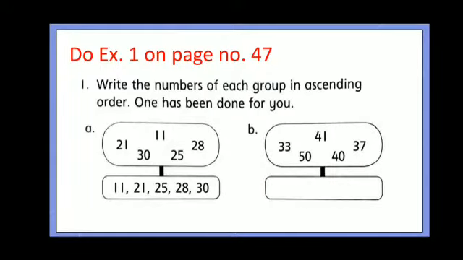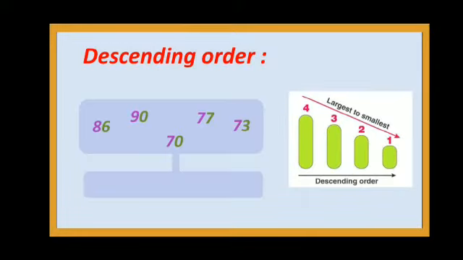Now open page number 47 and do exercise 1. Write the numbers of each group in ascending order. One has been done for you. Now complete the remaining parts in your book.